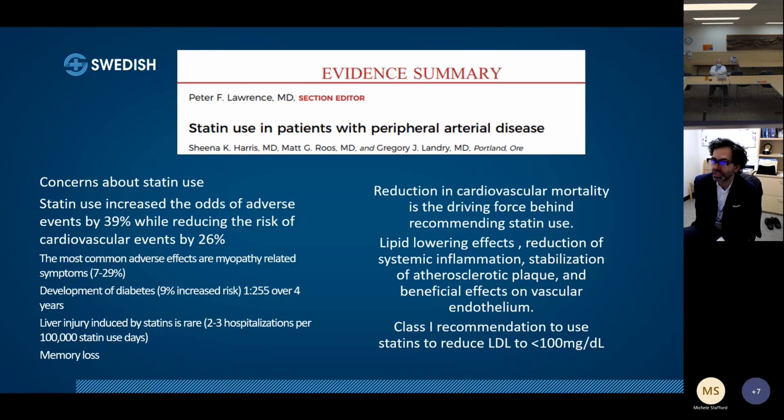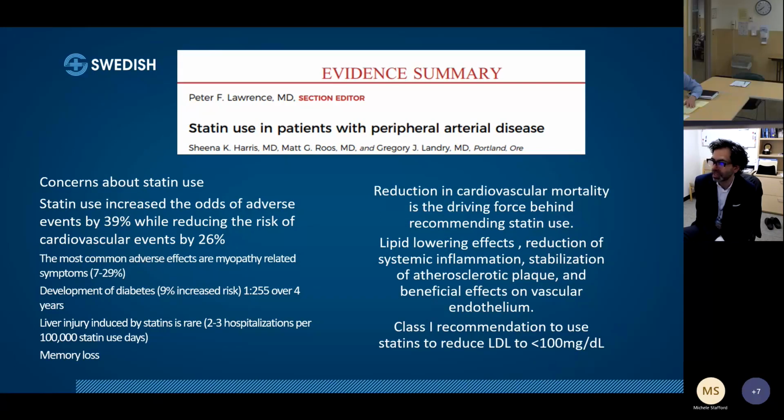Statins, you probably know most of this, but the adverse effects, myopathy, diabetes over time, liver-induced issues, and memory loss, most of them are reversible by cessation of the statin. But I tell patients that besides the lipid-lowering effects, the things that I think about with statins are decreasing the inflammatory response and stabilization of the plaque to prevent plaque growth over time.